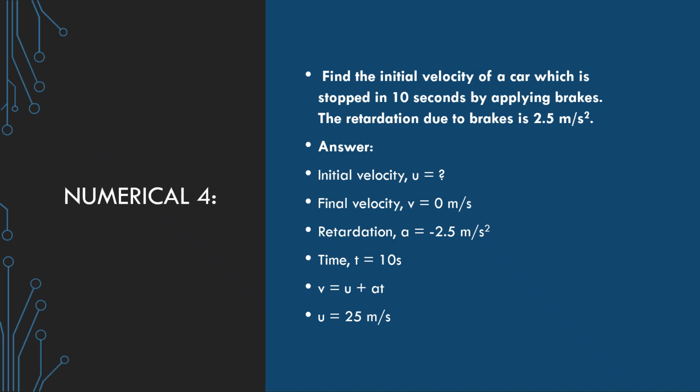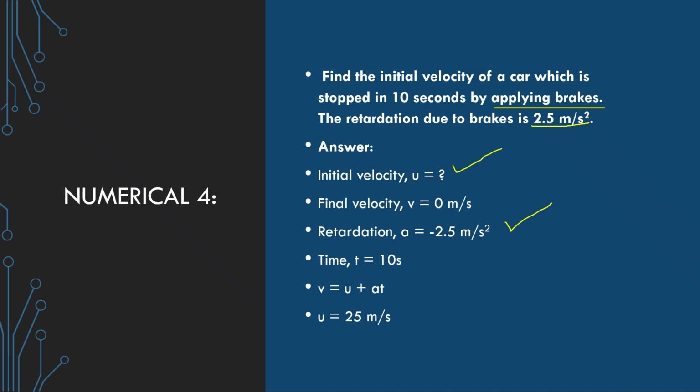Numerical number 4. Find the initial velocity of a car which is stopped in 10 seconds by applying brakes. The retardation due to the brakes is 2.5 meter per second square. Now once again, first write what is given. Here we have to calculate initial velocity, so we put a question mark. Final velocity is 0. How do we come to know? Because it is stopped in 10 seconds. Then retardation is 2.5 meter per second square.